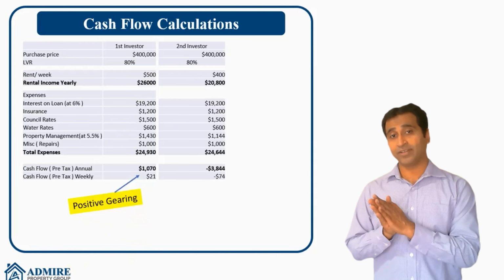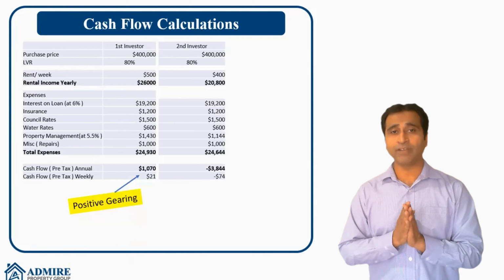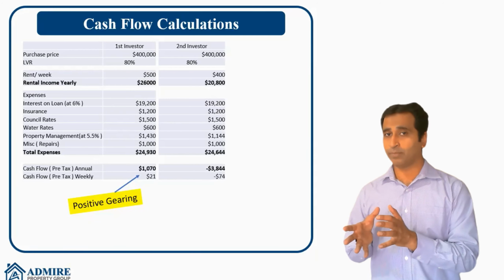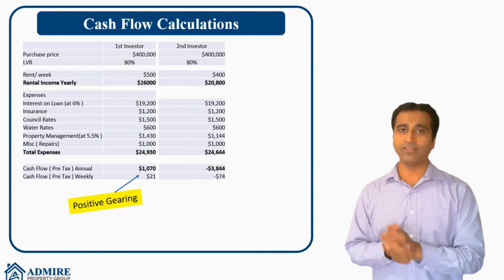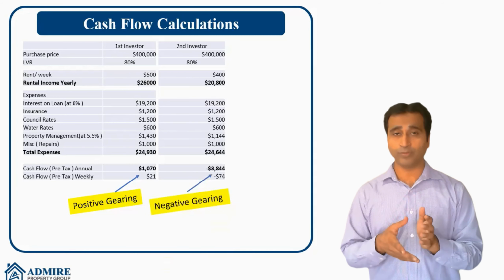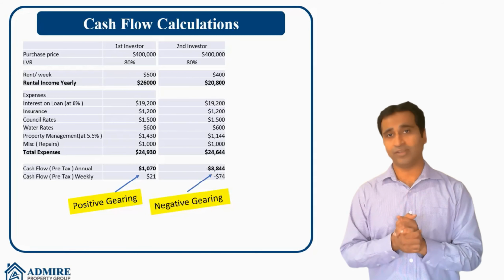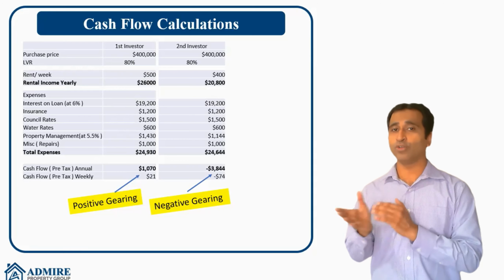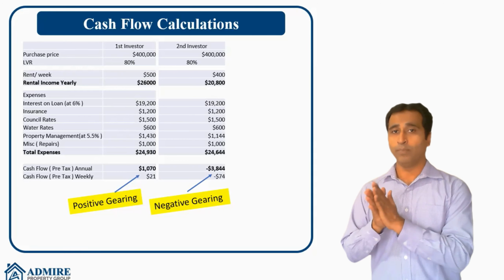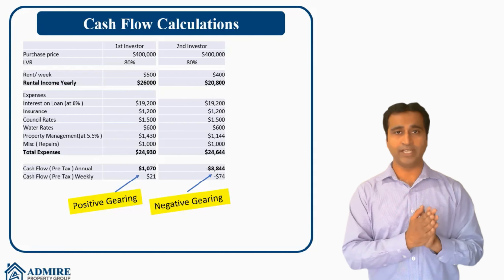So in the first case, the investor is getting money in his pocket every week. So it is a positively geared property. And in the second case, the investor is paying money out of his pocket every week, and it is a negatively geared property. So this is how you decide whether a property is positively geared or negatively geared.